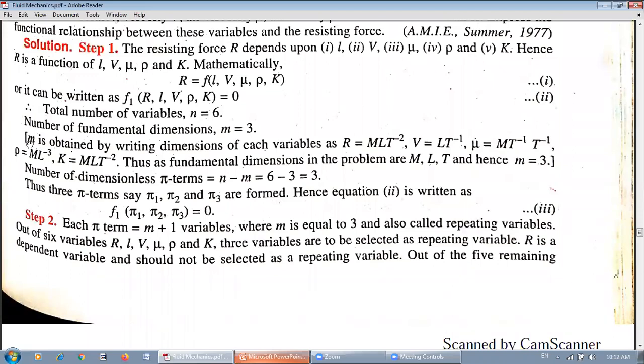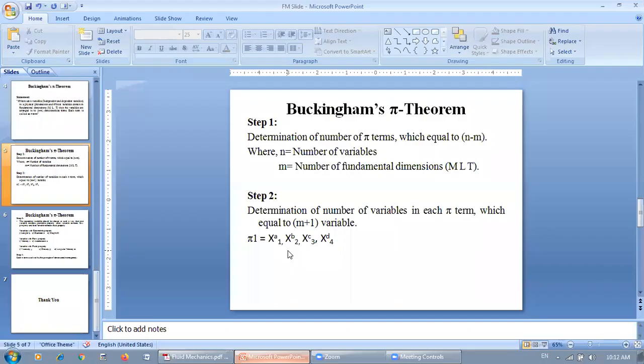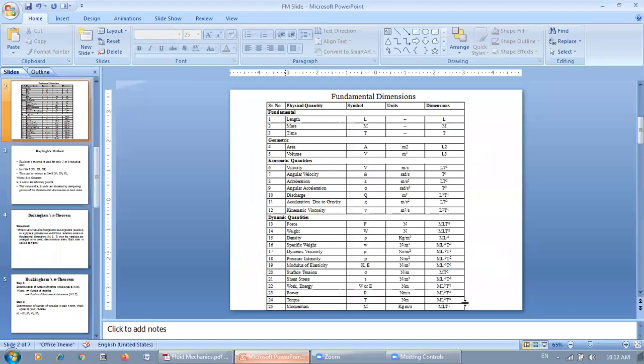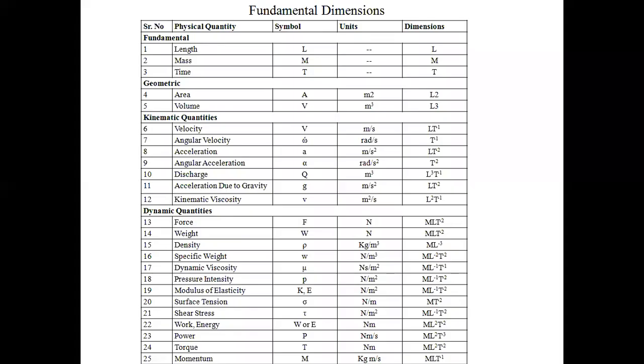In between that, they have given the dimensions of these. Force is M L T minus 2, velocity L T minus 1. Now you should know all these dimensions. Where did they come from? We have already gone through that. So this chart, you should know all this chart. Once you know this chart, then and only then can you find out the dimensions.